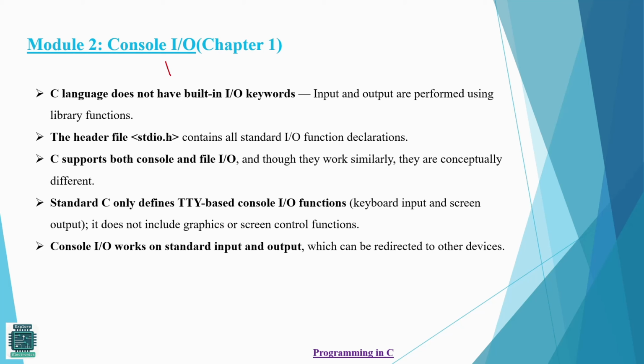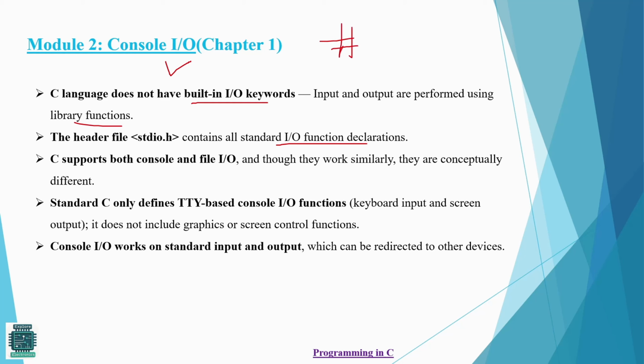The first concept is console IO. Here IO is nothing but input and output. C language does not have built-in IO keywords. Input and output are performed using library functions. Here, the header file stdio.h contains all standard input-output function declarations.